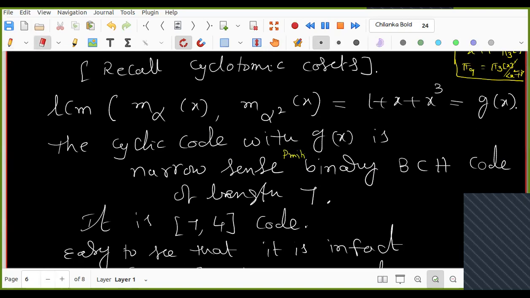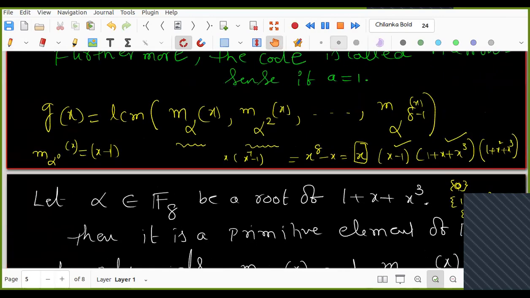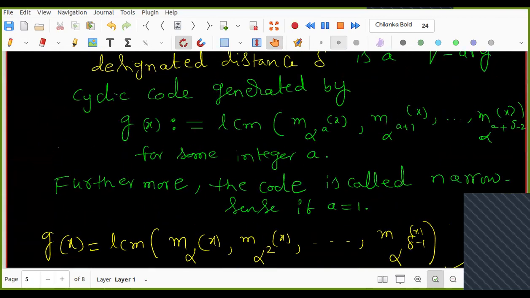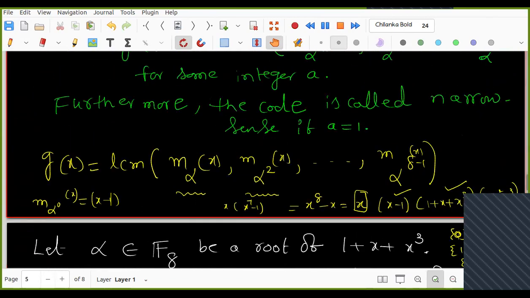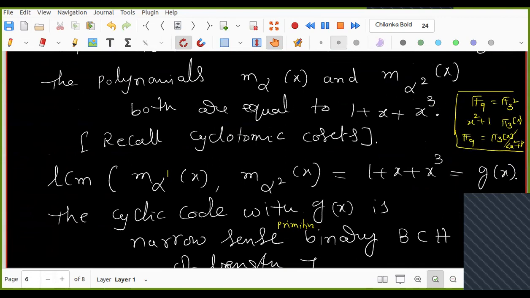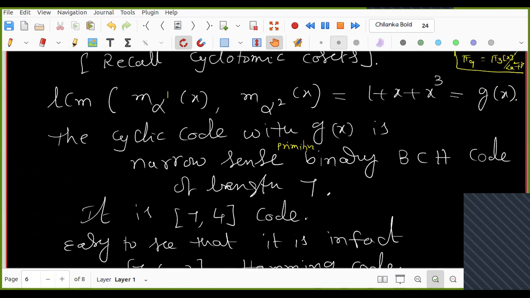Yeah, primitive. Why narrow sense? Do you remember why narrow sense? Yeah, we are starting from 1 here, right? So you are going consecutively, a plus 1 up to a plus delta minus 2. But now my a equals 1. So when a equals 1, it is narrow sense, right? Okay. So 1 and 2, I stopped here, and this is g of x.